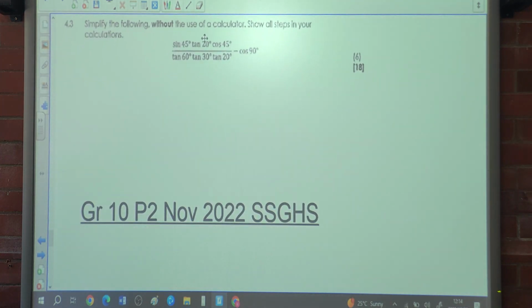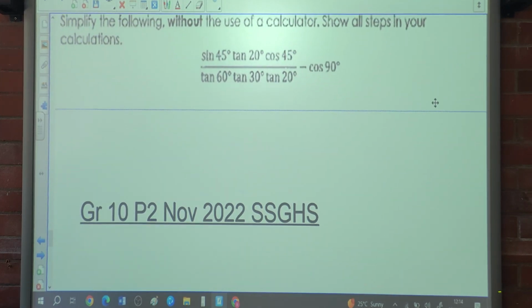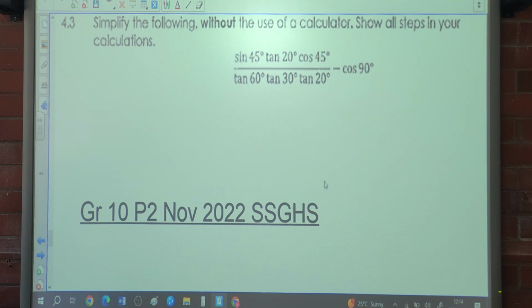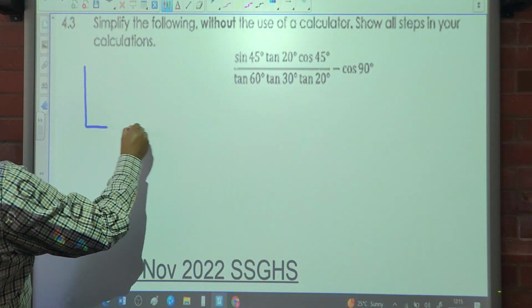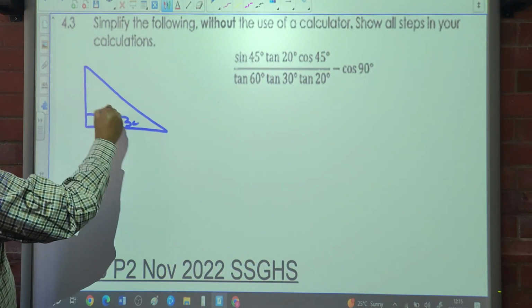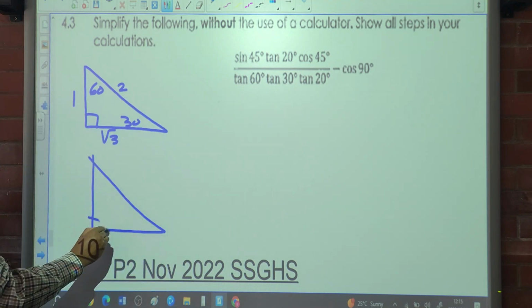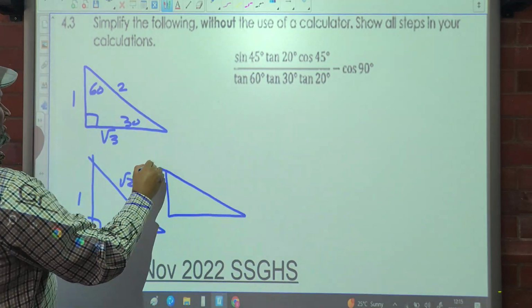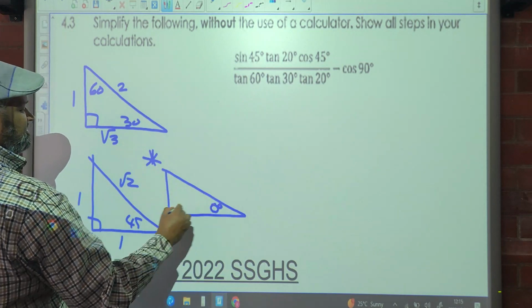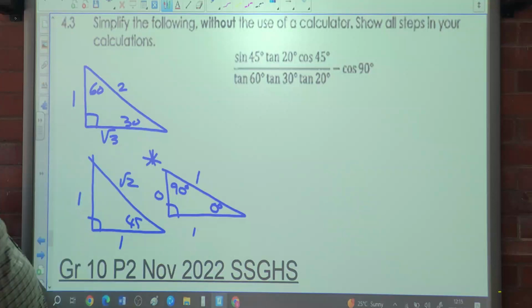Next. In 4.3 we are told simplify the following without using a calculator. So what do I always encourage you to do in this case? Draw your triangles. The diagrams are needed. Of course, the special triangles are as follows. There's going to be 30, 60, 1, 2, root 3. And then, of course, your isosceles triangle, which is 45, 1, 1, root 2. And, of course, this which is not a triangle, but it works for what we're looking at. 1, 1.